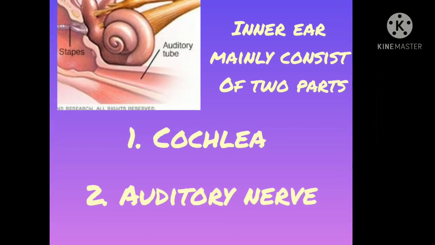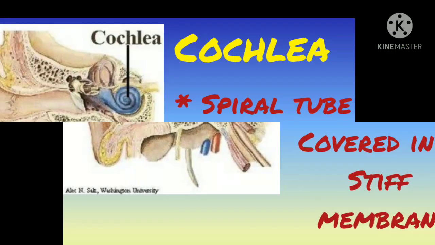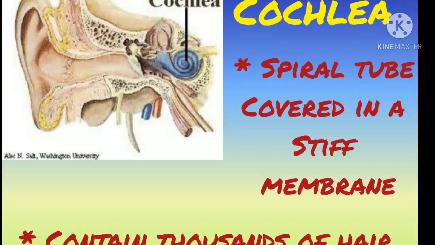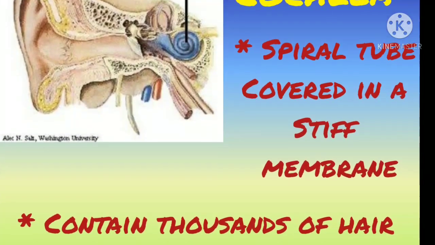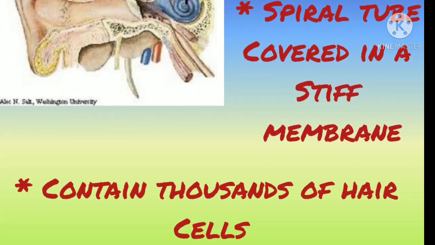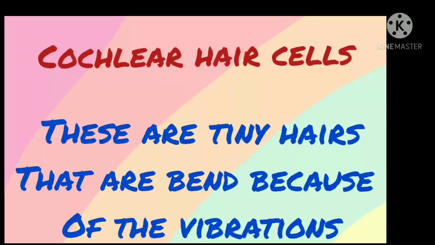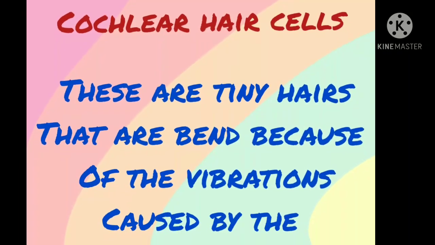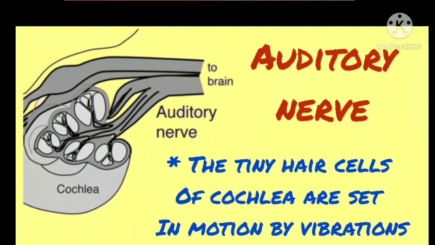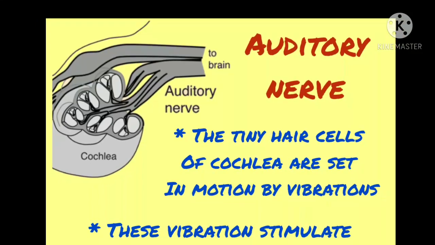The inner ear. There are two main parts of the inner ear, that are cochlea and the auditory nerve. Cochlea. This is a spiral tube that is covered in a stiff membrane. It contains thousands of hair cells that are attached to the end of an organ of the auditory nerve called the organ of Corti. Cochlear hair cells. These tiny hairs bend because of the vibration caused by the sound waves.